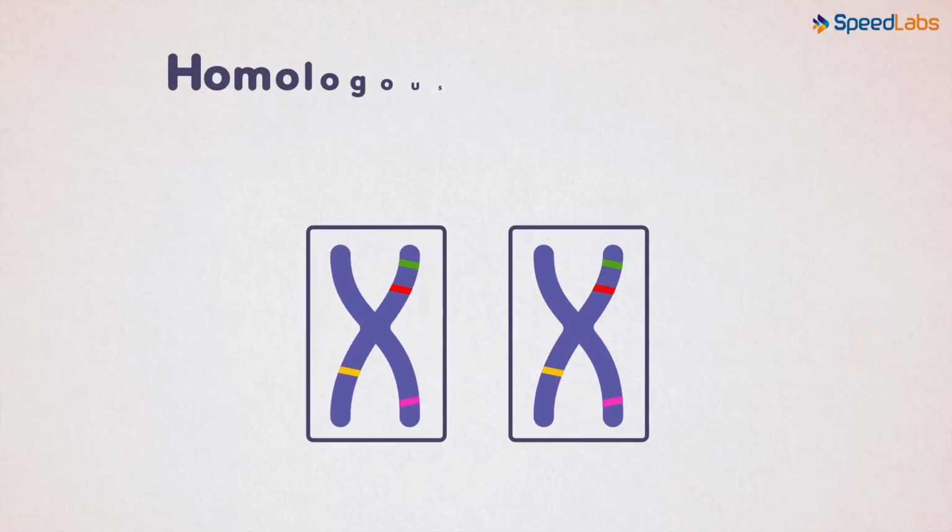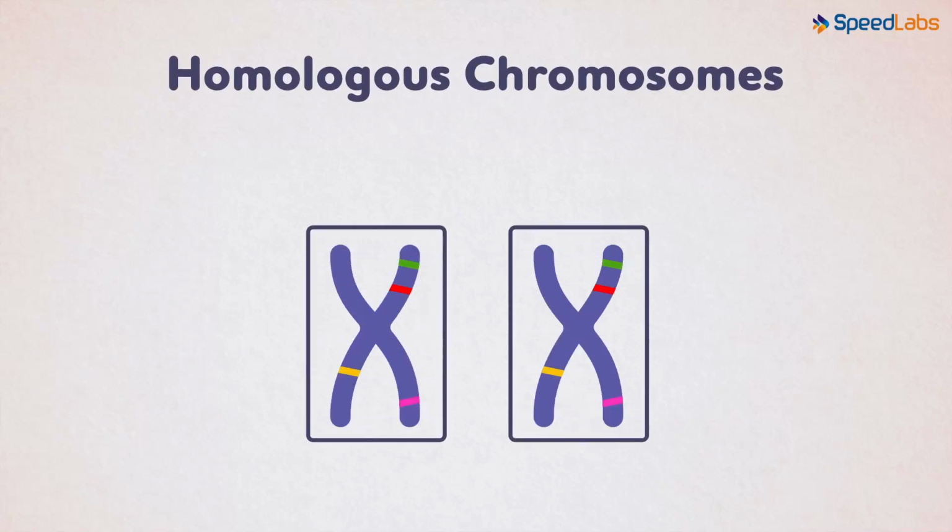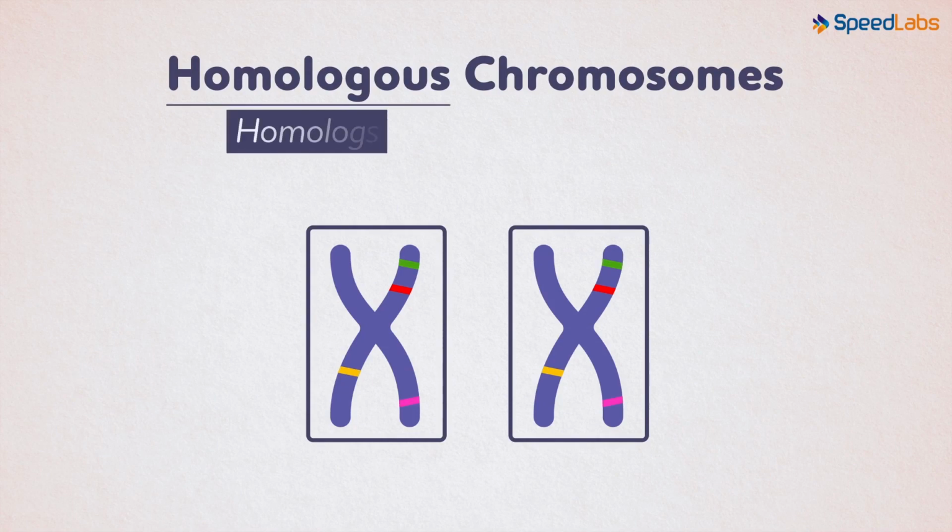Here is a pair of homologous chromosomes. Can you tell me why we should address these chromosomes as homologs? It's because they contain the same set of genes on the same locus. Or to be precise, they contain the alleles for the same character at the same locus. By now we're familiar with the terms genes and alleles.